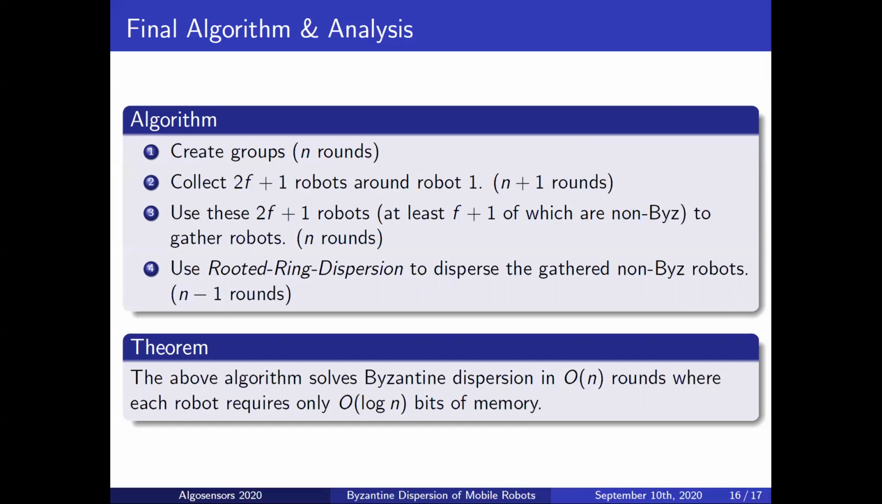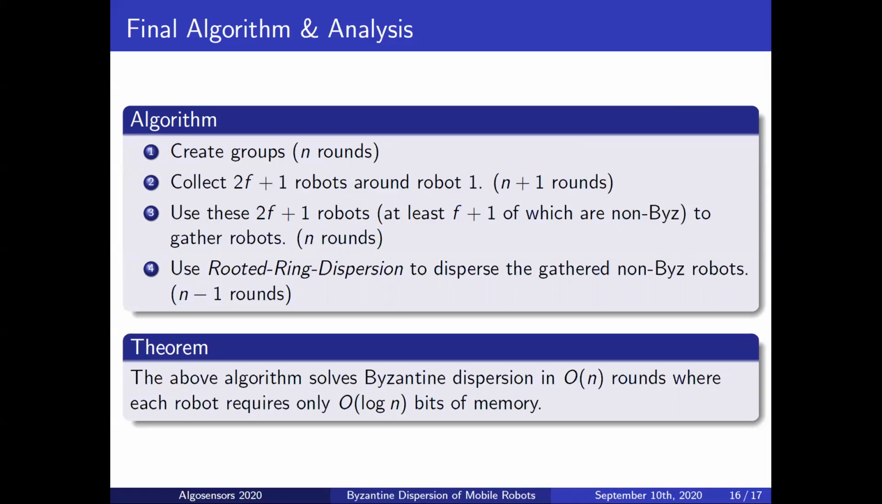So in order to recap this algorithm, what are we doing? First, we create groups, up to f+1 groups of robots, in n rounds. Then we're trying to collect at least 2f+1 robots into one unique group. The uniqueness is centered around their attachment to robot 1. This takes a further n+1 rounds. After that, these 2f+1 robots have to move around the ring and collect all the other robots. That takes additional n rounds.